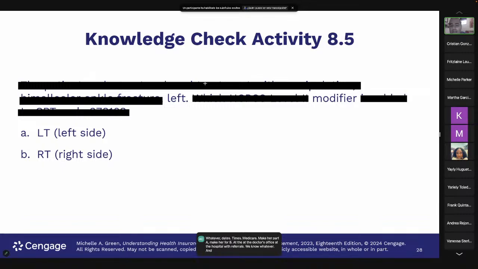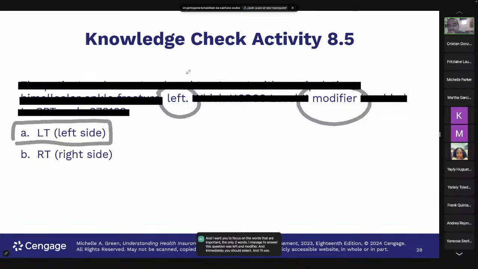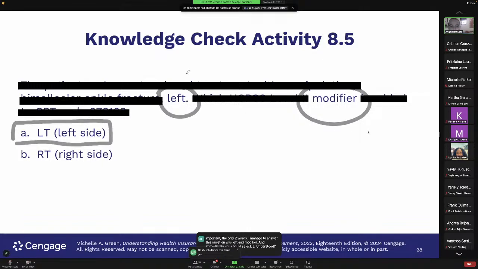And I want you to focus on the words that are important. The only 2 words that matter to answer this question was left and modifier. And immediately you should select LT. Understood? This is a good exercise on understanding the questions, because your exam is going to be questions like this ones.